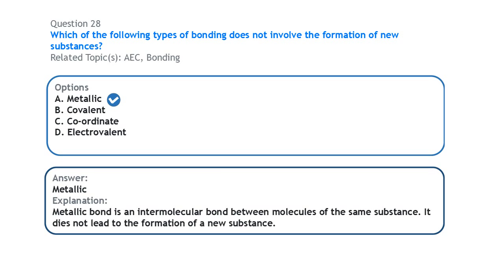But covalent bond, coordinate covalent bond, electrovalent bond, they are interatomic bonds. Okay, that is bonds between atoms of the same or different substance, and that leads to the formation of a new substance. Let's say the bond between sodium atom and chlorine will lead to the production of sodium chloride. That's a completely different substance from sodium and chlorine.